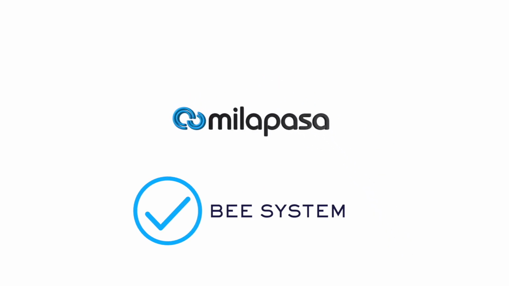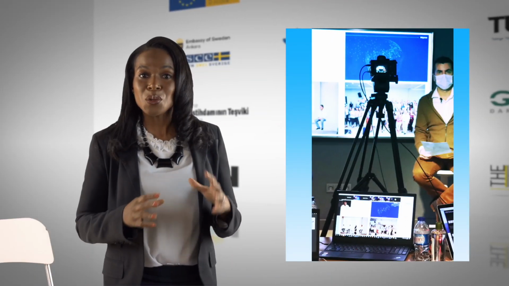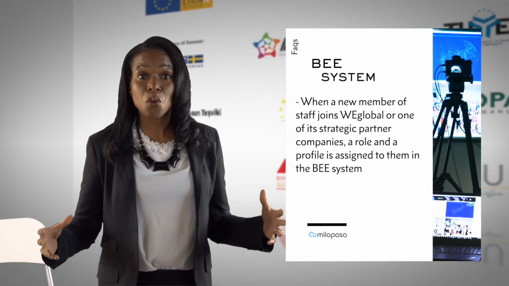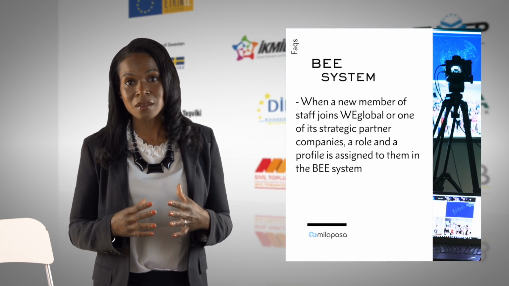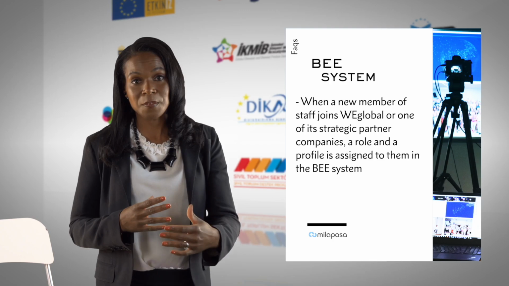Let's start with the B system. When a new staff member joins WEglobal or one of its strategic partner companies, a role and a profile is assigned to them in the B system.